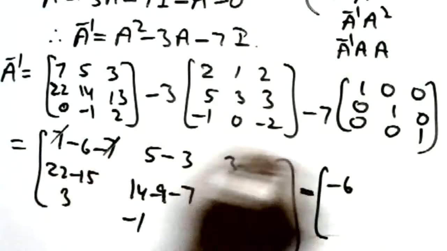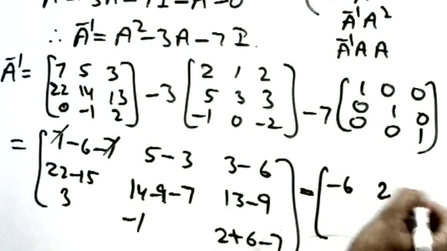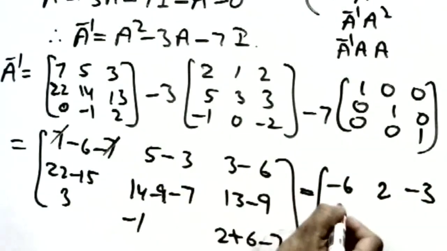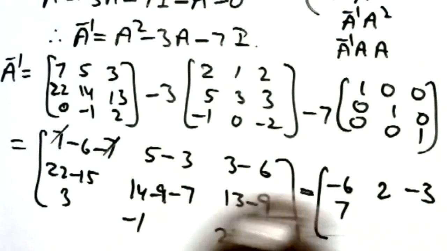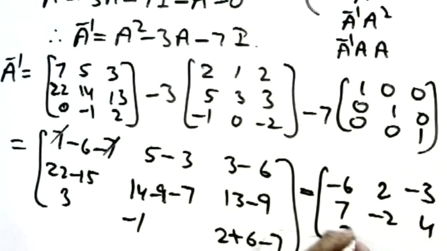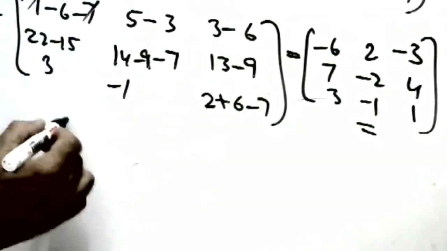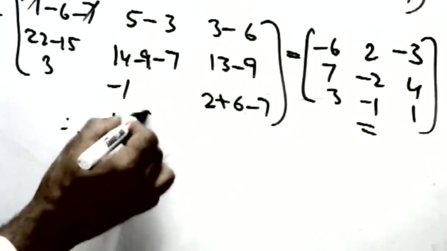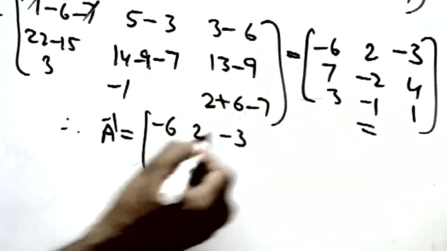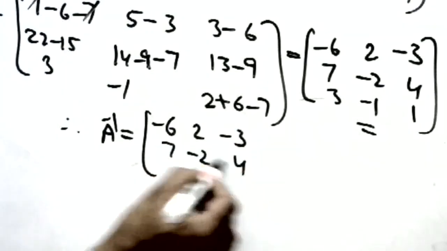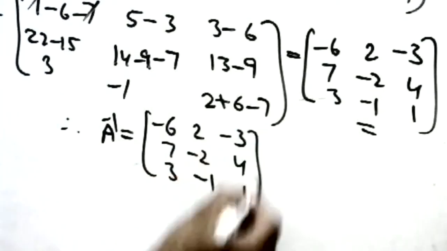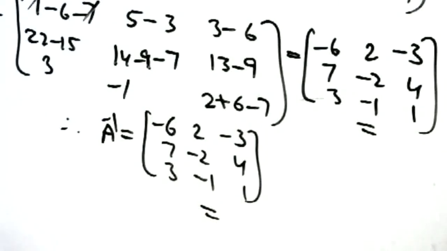The next one is here: 5 minus 3 is 2, and here minus 3 and 7. 14 minus 7 is 7. 7 minus 9 is minus 2. 30 minus 9 is 4. 3 minus 1. 6 plus 2 is 8 minus 7 is 1. So this is the A inverse. Therefore A inverse equals minus 6 2 minus 3, 7 minus 2 4, and 3 minus 1 1. So this is the method to find A inverse using the Cayley-Hamilton theorem.